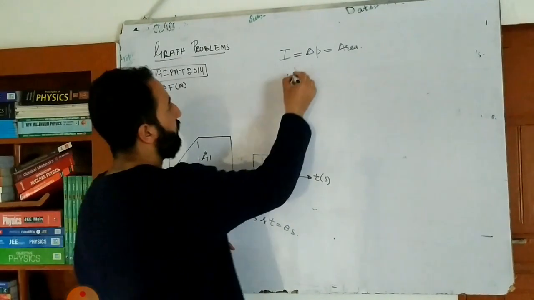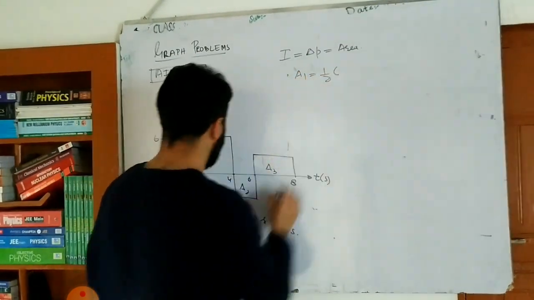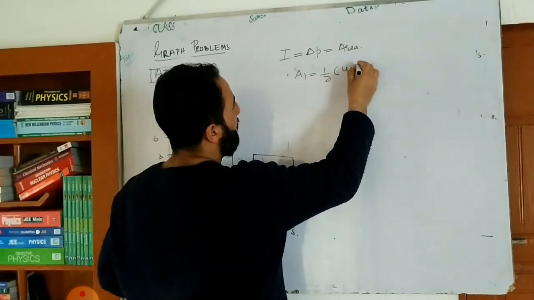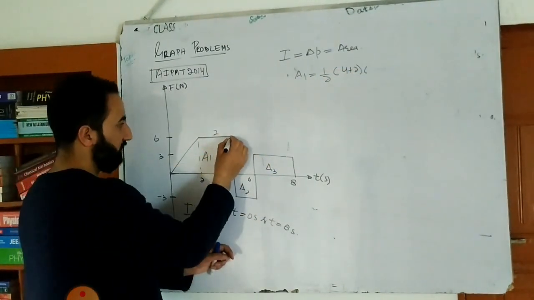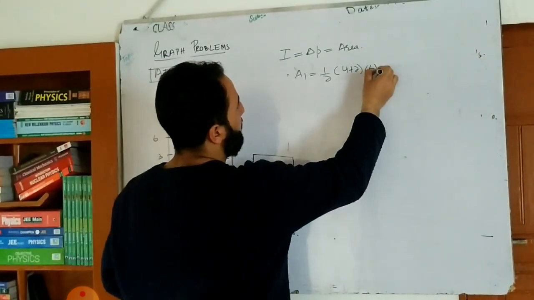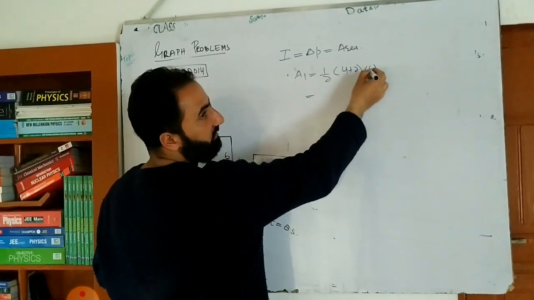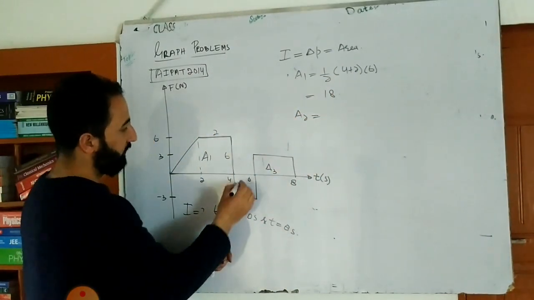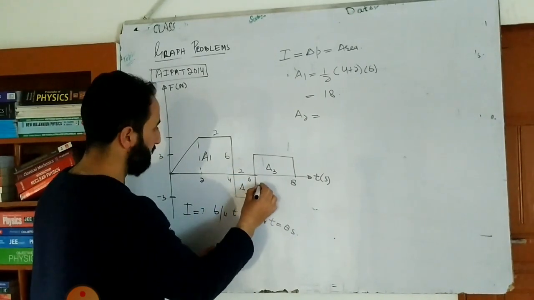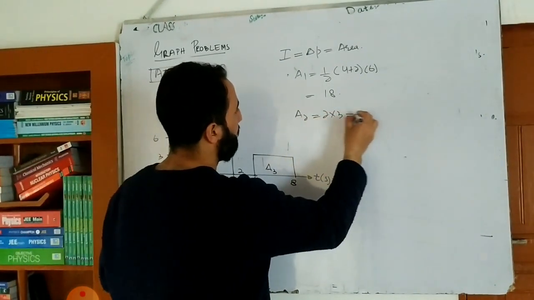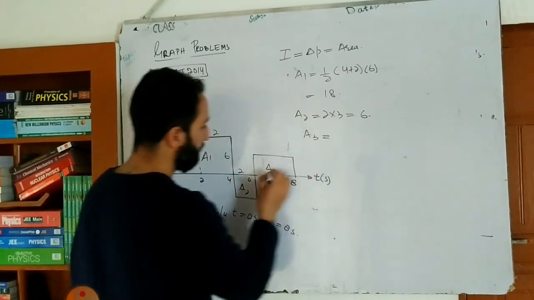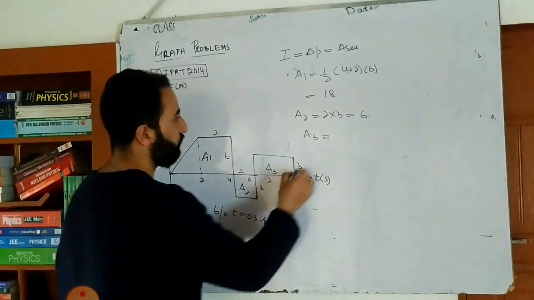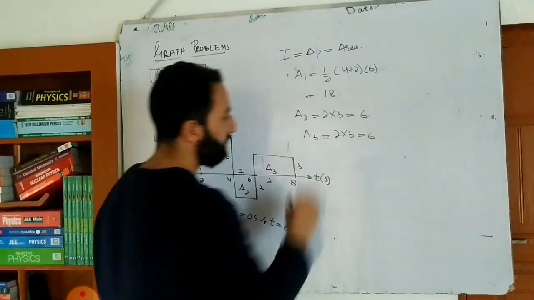Okay, so area A1 will be equal to 1 by 2 times the sum of parallel sides. From here to here, this is 4, this is 2. So that will be 4 plus 2 multiplied by the perpendicular distance, that is 6. So 4 plus 2 is 6, 6 into 6 is 36, 36 divided by 2 is 18. Then calculate area A2, this one. From here to here, this is 2, from here to here, this is 3. So it will be 2 multiplied by 3, that's equal to 6. Area A3, this one, again length into breadth. From here to here it is 2, from here to here it is 3. So 2 threes are again 6.